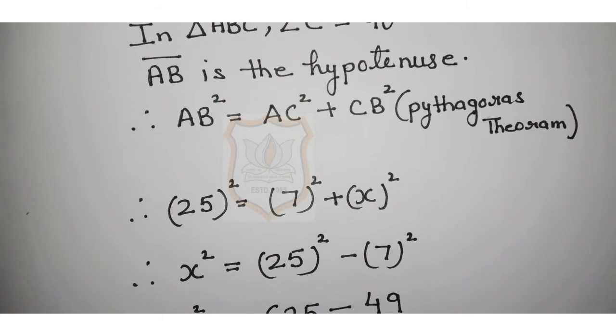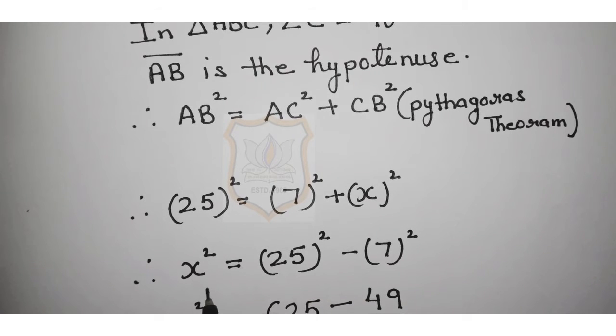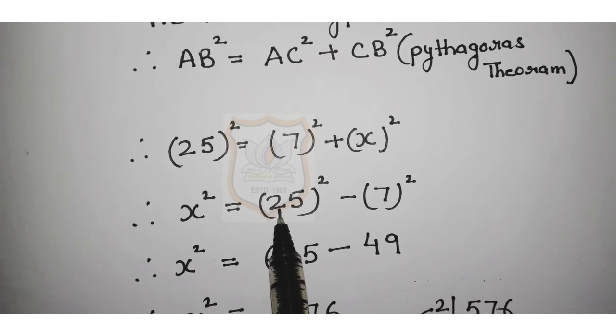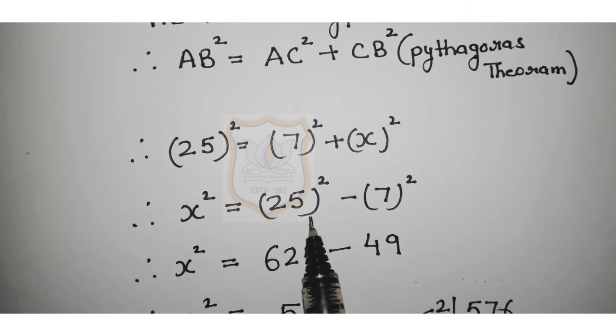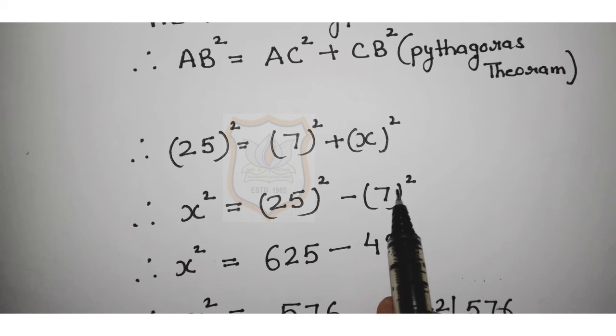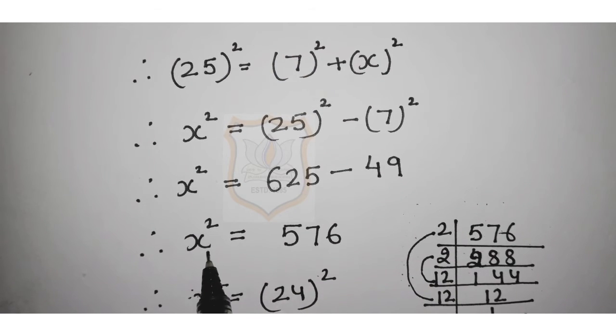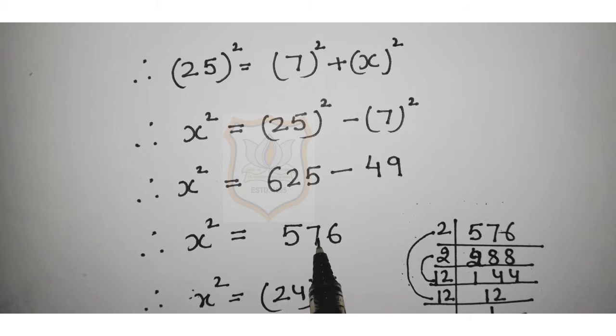Therefore, X square can be 25 square minus 7 square. This will move here. So, X square is equal to 25 square minus 7 square. 25 square is equal to 625, because 25 multiplied by 25 is 625, minus 7 sevens are 49. Now 625 minus 49 comes to be 576. Therefore, X square is equal to 576.